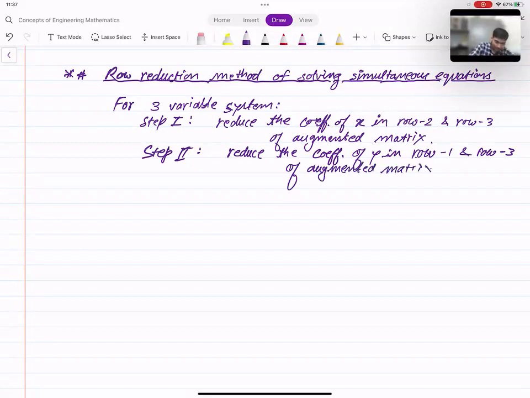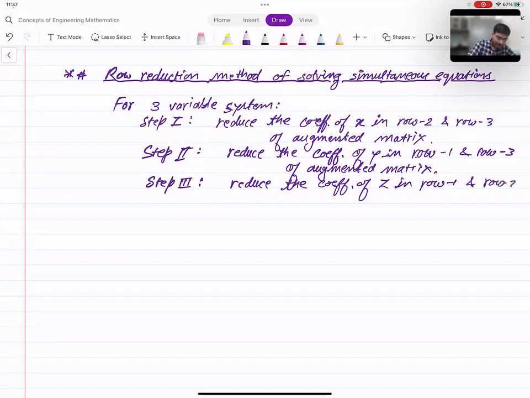Okay, so this is how it is done. And then in the next step, we need to reduce the coefficient of z in row 1 and row 2 of augmented matrix. So let us see how it is done with the help of an example. So that will make it much clear.